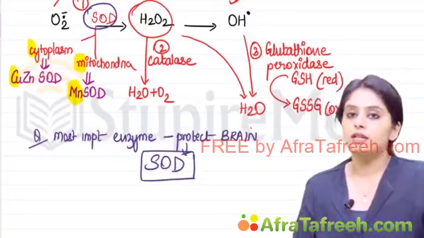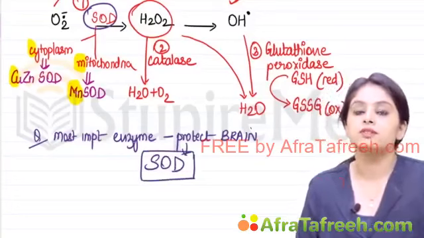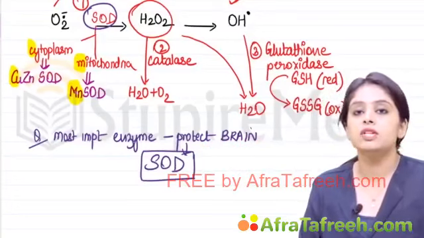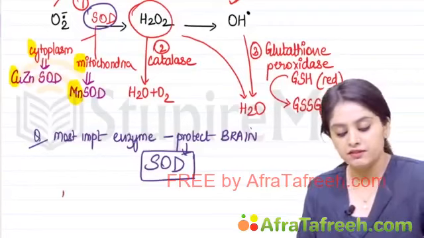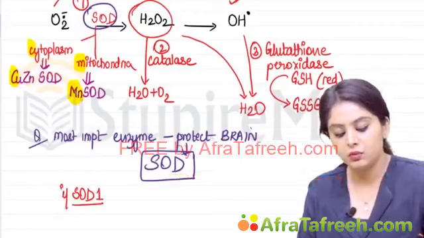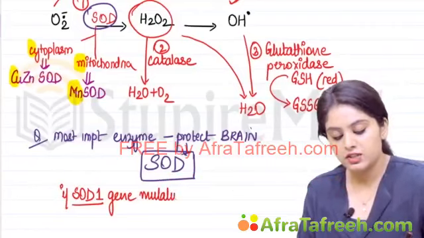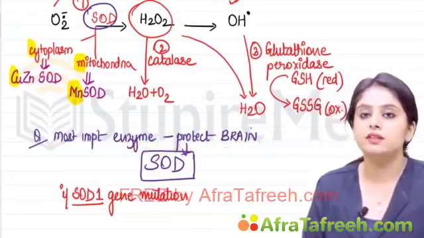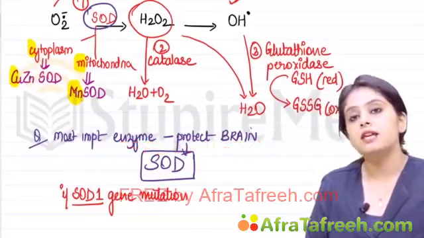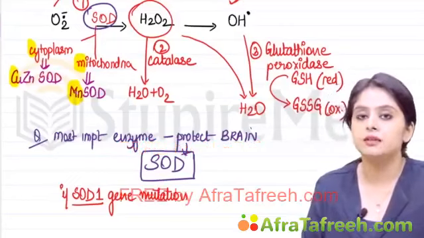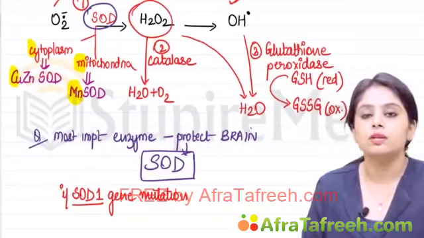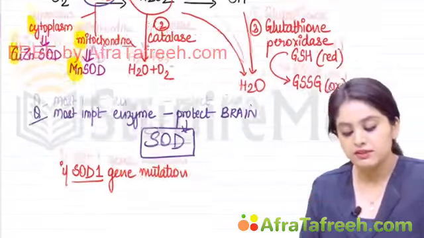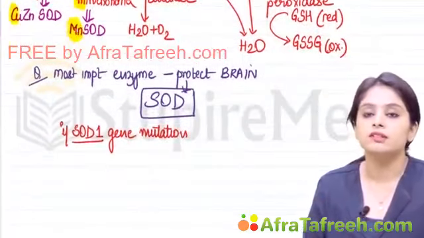The clinical correlation that you need to know: there are some patients who have SOD gene mutation. Now, if someone has superoxide dismutase 1, particularly SOD1 gene mutation, there is a very high chance that that person can suffer from a lower motor neuron disease. So SOD1 gene is a very important free radical protector in the brain. If someone has a SOD1 gene mutation, that person can land up in a motor neuron disease.